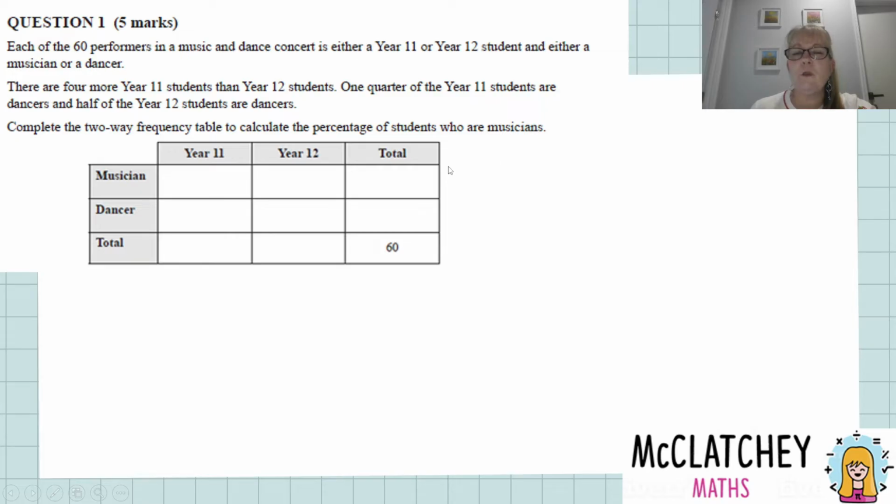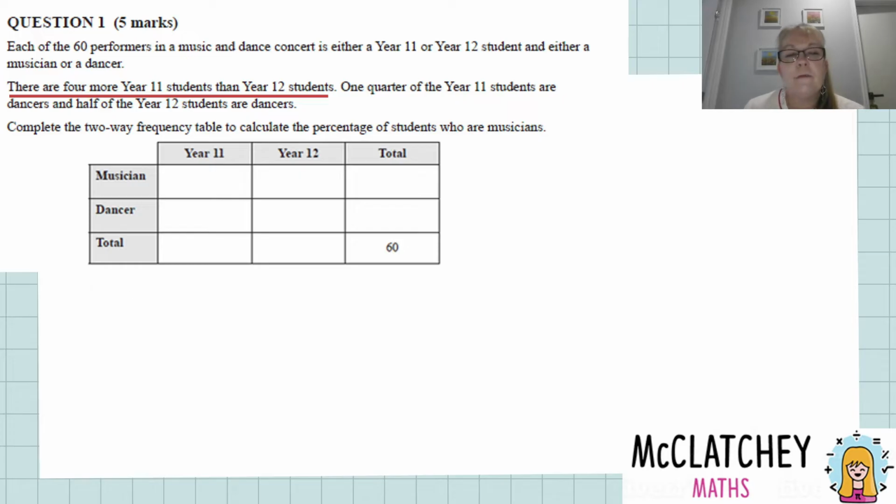So it's a bit of a wordy question, this one. They've started us off with this 60 in here. So now we need to unpack some of this information to work out the numbers in the table. Well, first of all, we've got 4 more Year 11 students than Year 12 students. So you could work this out using averages or midpoints and things like that.